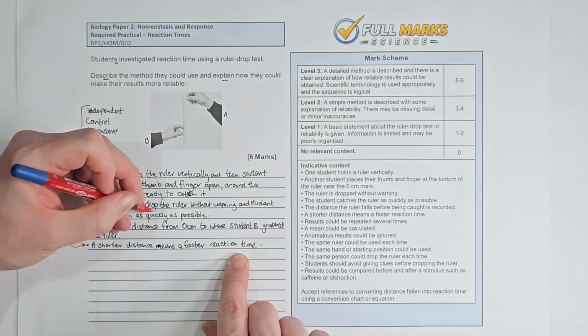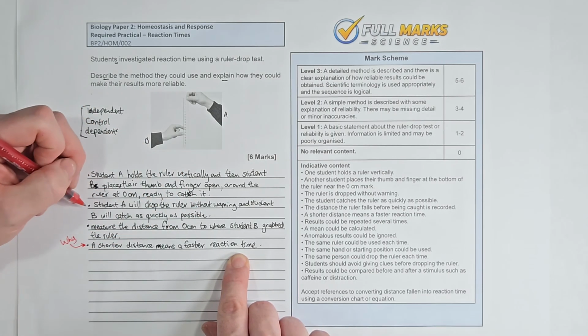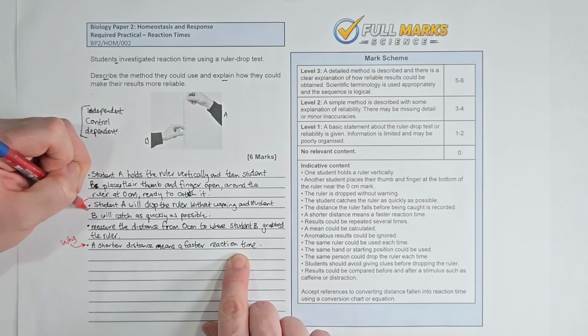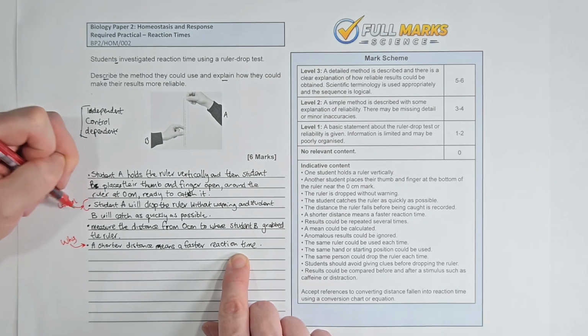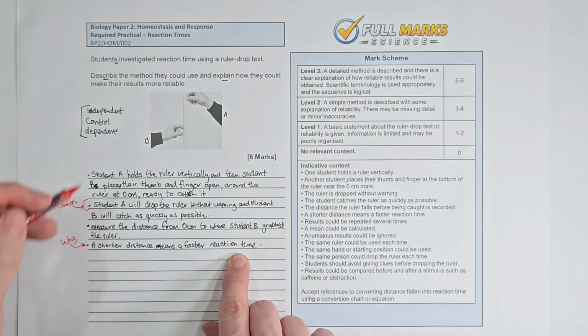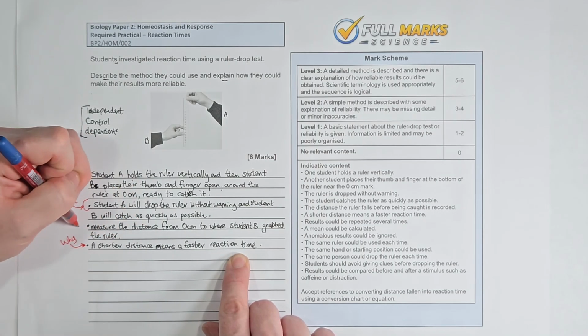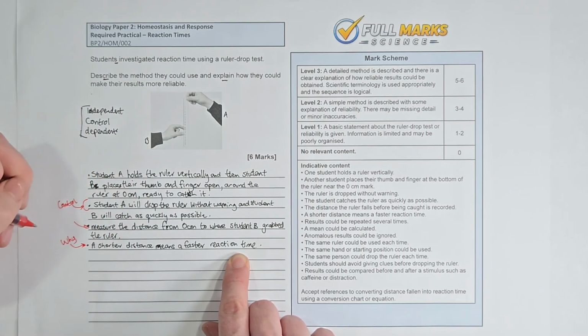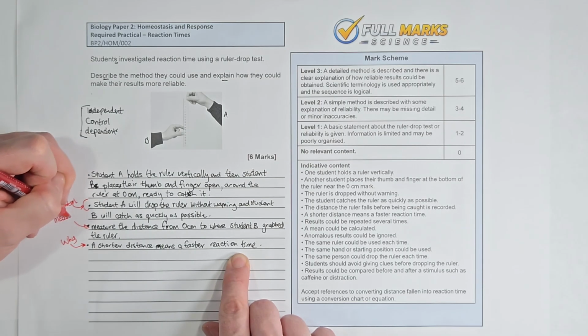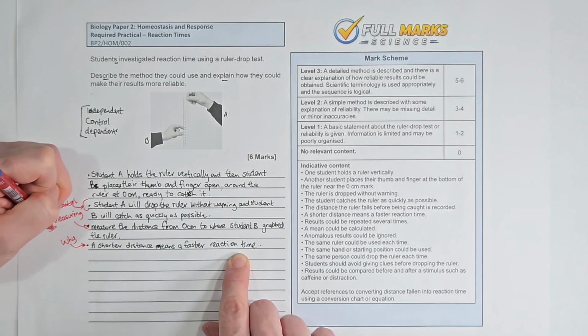This bit in here about student A dropping the ruler without warning, student B catching it as quickly as possible. This is one of our control variables. So I'm just making sure that we've highlighted that. And then we've also got our dependent, so this bit. So we're measuring. So it's our dependent.